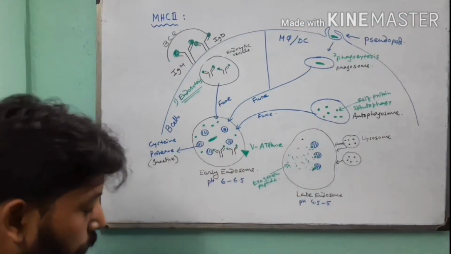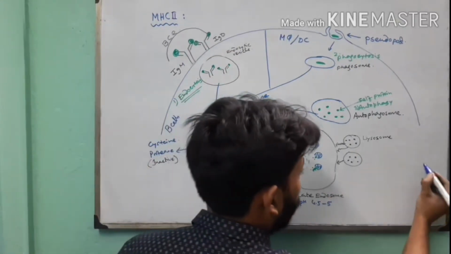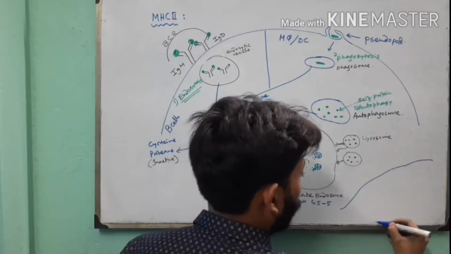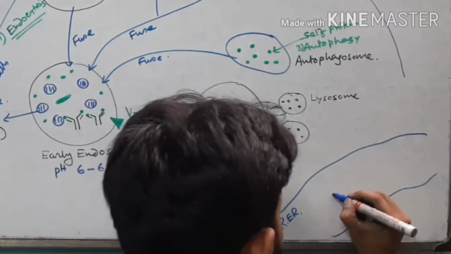Now the MHC II molecule is produced in the rough endoplasmic reticulum. Let's assume this is a rough endoplasmic reticulum. This is the RER. So let me draw a class 2 MHC molecule.